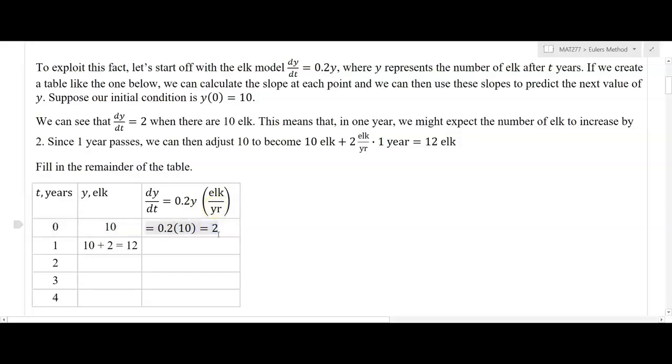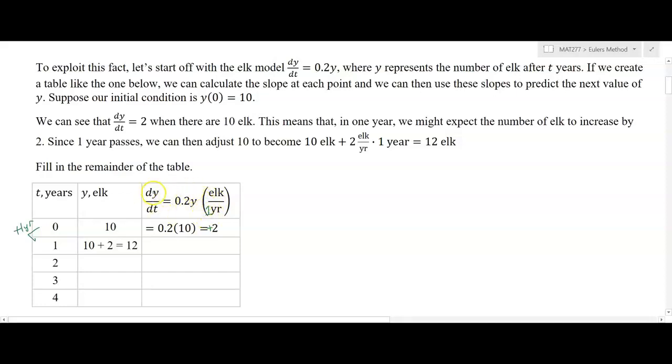Now that's a positive number, and we should make note of that, because it tells us that the number of elk is bound to increase by 2 elk per year. Now this could be thousands or hundreds of elk. So what happens here is 1 year passes. And since 1 year passes, according to our current information, we expect to gain 2 elk over the course of 1 year.